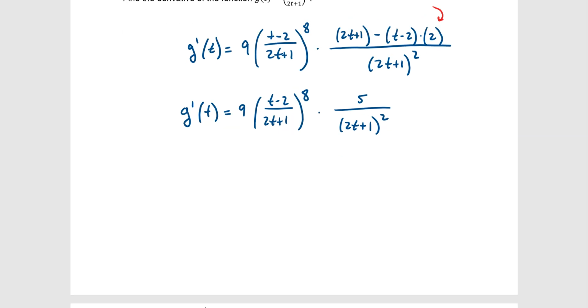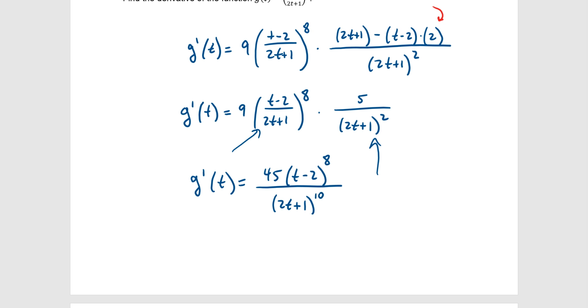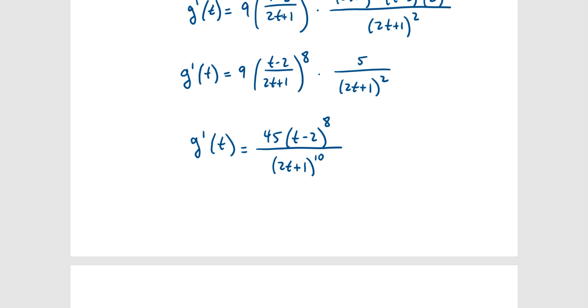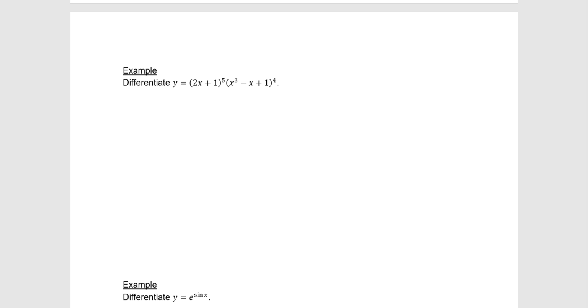And maybe simplify this a little bit so it looks a little nicer. We have 9 times 5, so we get 45. In the numerator, I'm going to split up that fraction and write it as t minus 2 to the 8th, so the denominator would be 2t plus 1 to the 8th. The reason I split it up is because now we have 8 of these ones and 2 of these ones. They combine to 10, right? When we multiply common bases, we add the exponents, so we have 2t plus 1 to the 10th in the denominator. Okay, and let's keep on going.